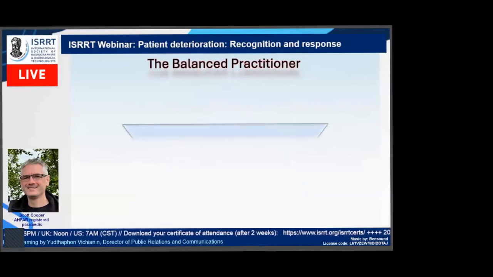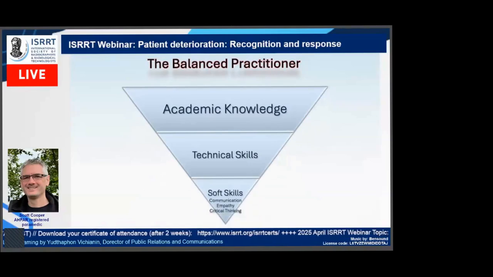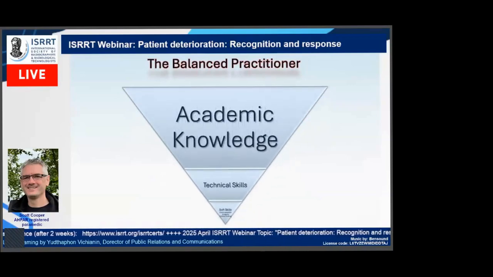I can't help feeling now, though, that's kind of been turned on its head, with academic knowledge being the priority of universities, technical skills coming second, and then the soft skills coming in third at the bottom, which is now being almost crushed, I feel, at the expense of the other areas of training. And I'd like to see that flip back on its head so we can improve our soft skills.